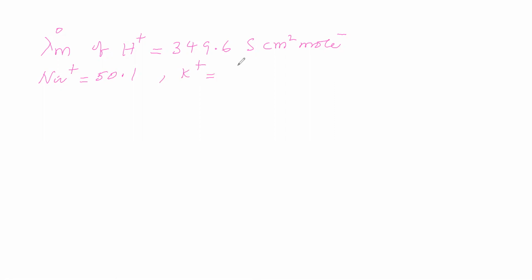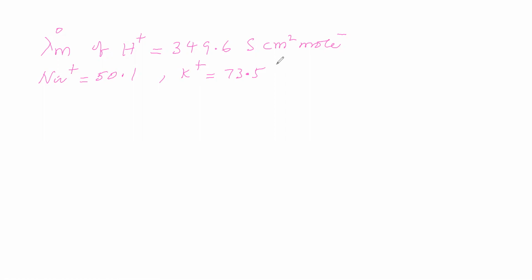Next point we will see is lambda m naught of H plus. Lambda m naught of H plus is 349.6 Siemens centimeter square per mole. Lambda m naught of Na plus is 50.1 Siemens centimeter square per mole. Lambda m naught of K plus is 73.5 Siemens centimeter square per mole. Similarly, other cations are there.